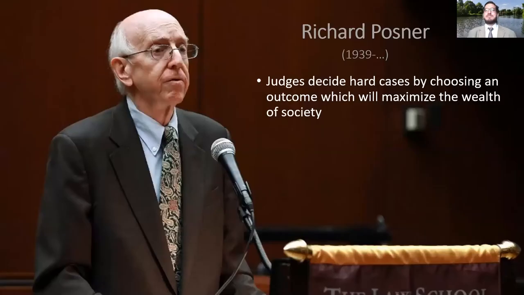Right, okay, let's go again with Richard Posner. He's a clever judge. I think he is a very influential judge in the history of the United States. He said, judges decide hard cases by choosing an outcome which will maximize the wealth of society. How do they decide cases? Well, seeing what kind of consequences could be in the years, not just in that case.